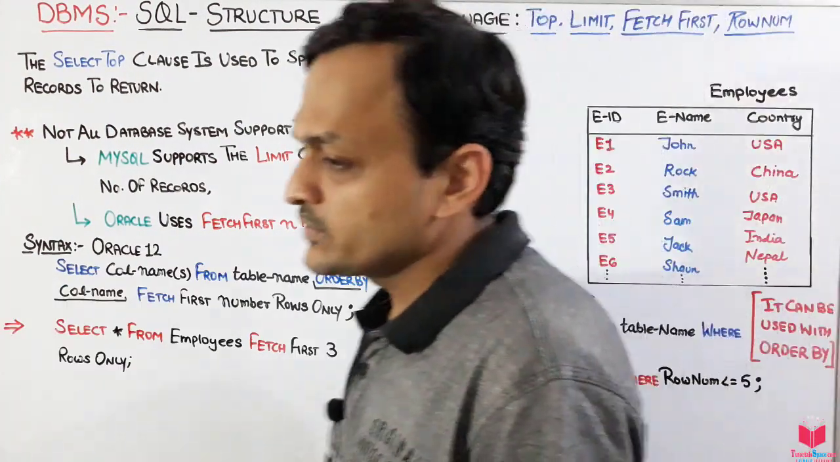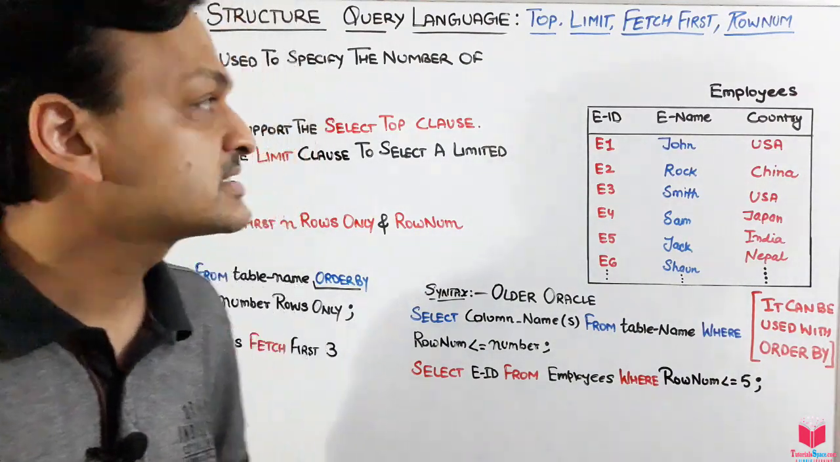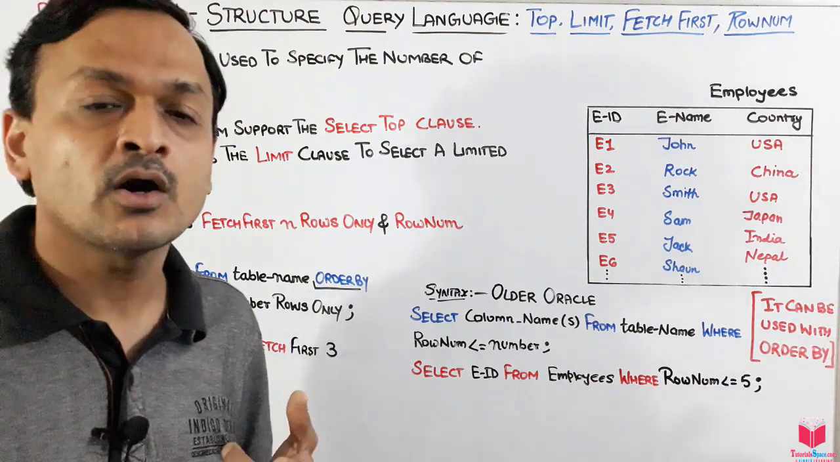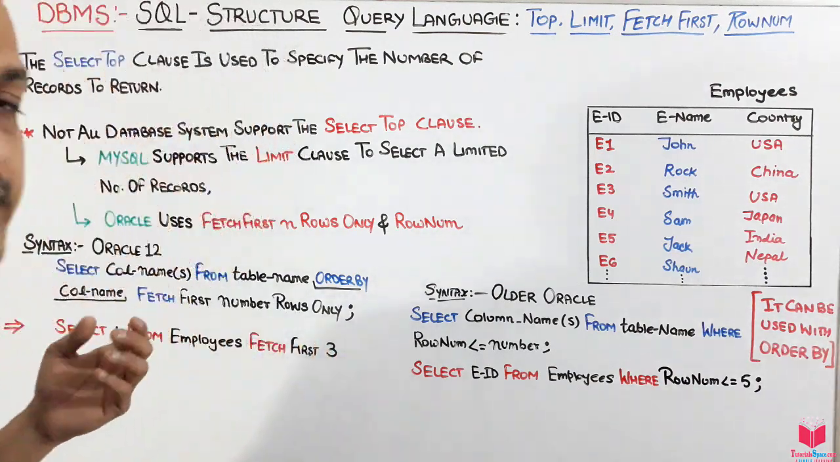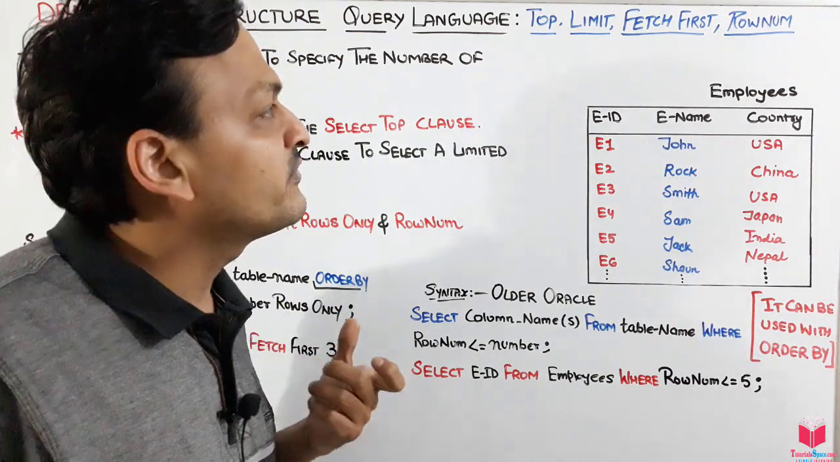Okay guys, let's move to another keyword, that is FETCH FIRST and ROWNUM. We have already discussed the TOP and LIMIT keywords, how we can use them, and what the syntax and queries belonging to TOP and LIMIT are. Now it's time for FETCH FIRST and ROWNUM.